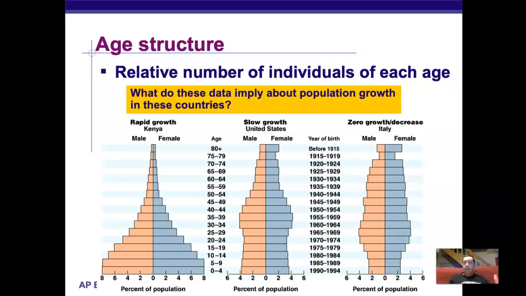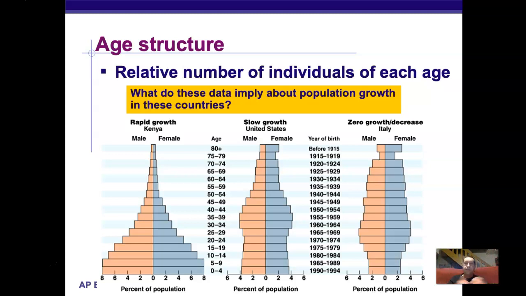So age structures, we look at age pyramids is what we call these diagrams, and they can tell us a little bit about what the population is doing currently, but also they can tell us about what could happen in the future. So in developing countries like Kenya, we have a very broad base, lots of individuals in the pre-reproductive state, and not very many in the post-reproductive state. So these populations are probably going to grow pretty rapidly as those pre-reproductive individuals move into the reproductive phase.